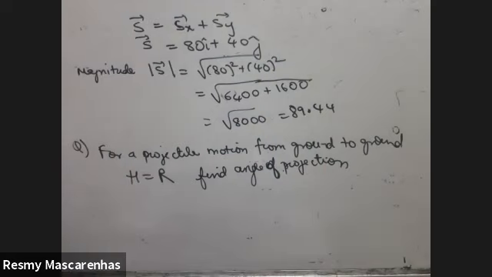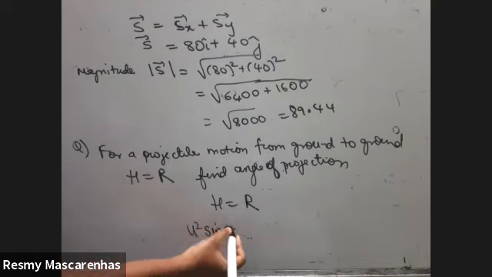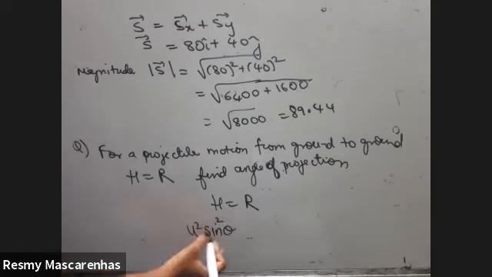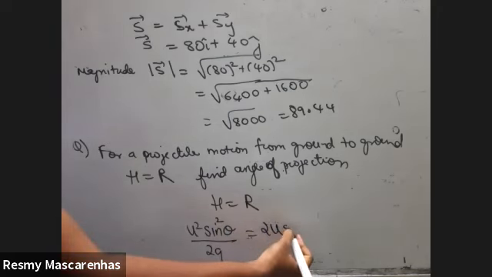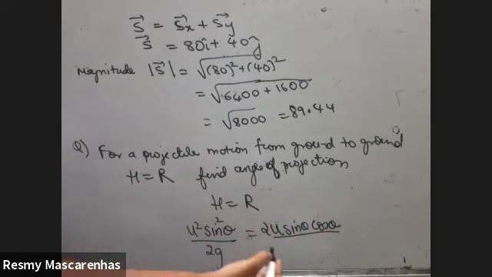Over here, the data given is H is equal to R. So you should know the formula for height and the range. Last time we have already done it. H we had derived, and range we had derived as 2u sin theta cos theta upon g.